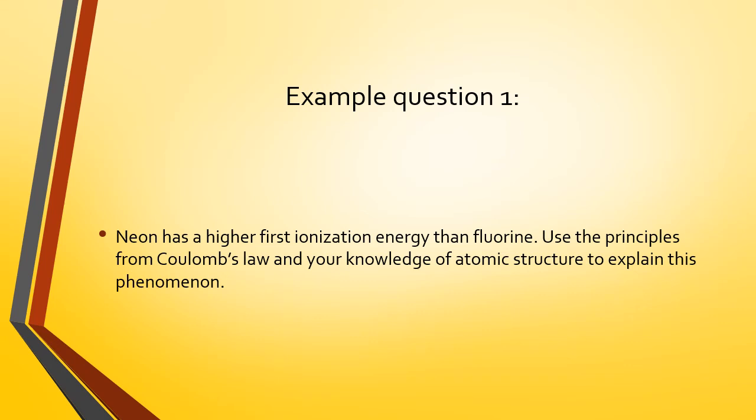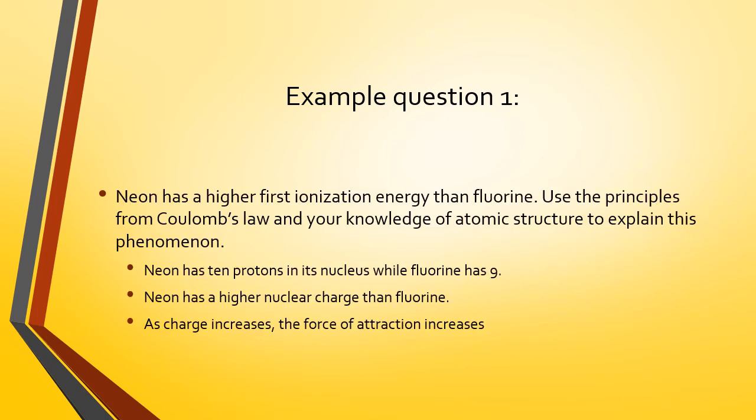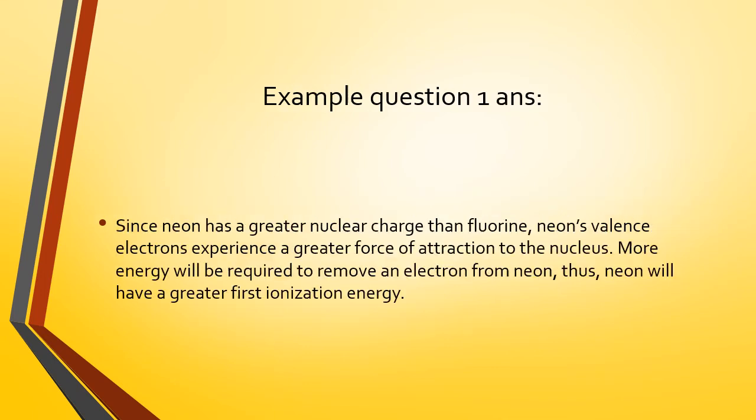So let's consider what is going on in neon and fluorine atoms. Neon has 10 protons in its nucleus, meanwhile fluorine only has 9. This means that neon has a higher nuclear charge than fluorine. They are also in the same period, so we won't have a drastically changing radius here impacting anything. We know that as the charge increases, the force of attraction should increase. So we string it together to construct our explanation.